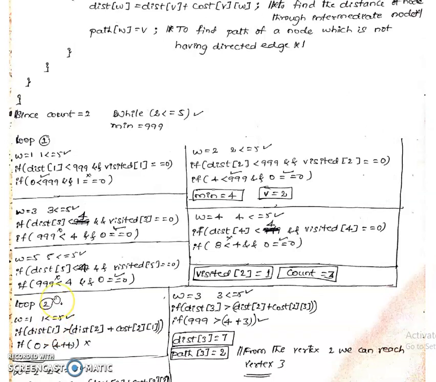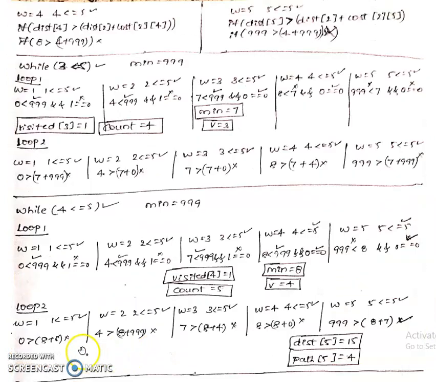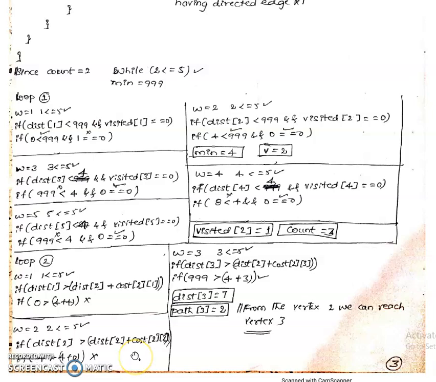So let us see. W is equal to 1, 1 less than or equal to 5. Now I am running this particular condition: if distance of W, distance of 1, is greater than distance of 2 plus cost of 2 to 1, where the value of v is equal to 2, the recently visited vertex. From vertex 2, can I reach all the remaining vertices? I am going to check. 4 plus 4, it is false. W is equal to 2, this condition is also false, because distance of 2 is 4, greater than 4 plus 0, that is also false.